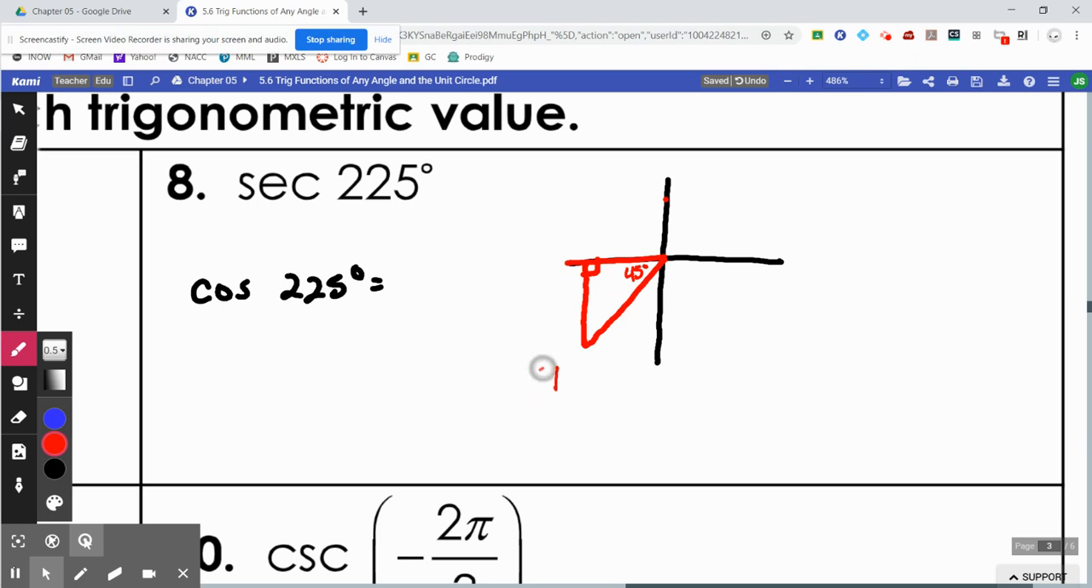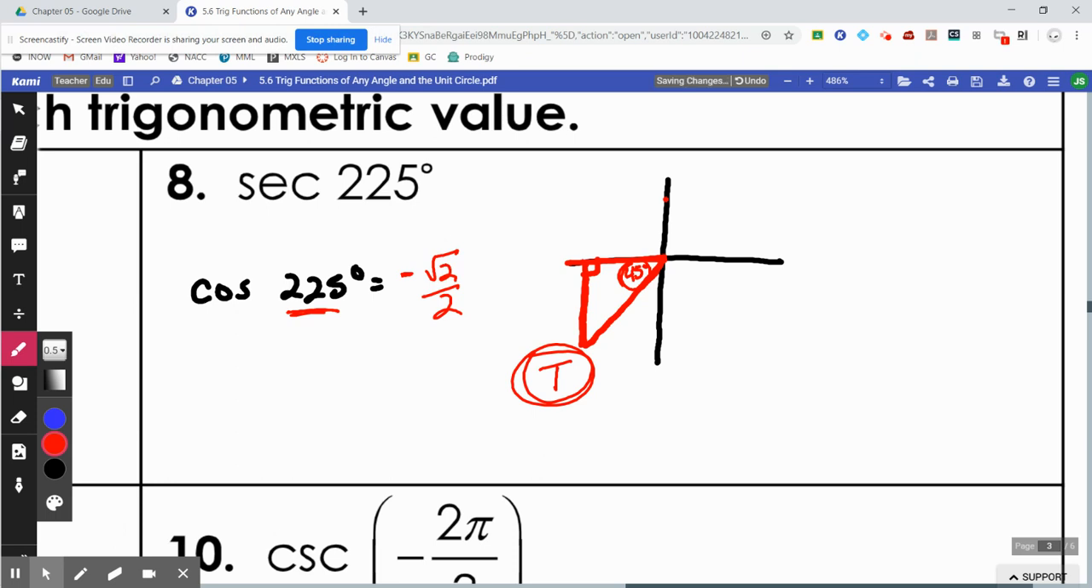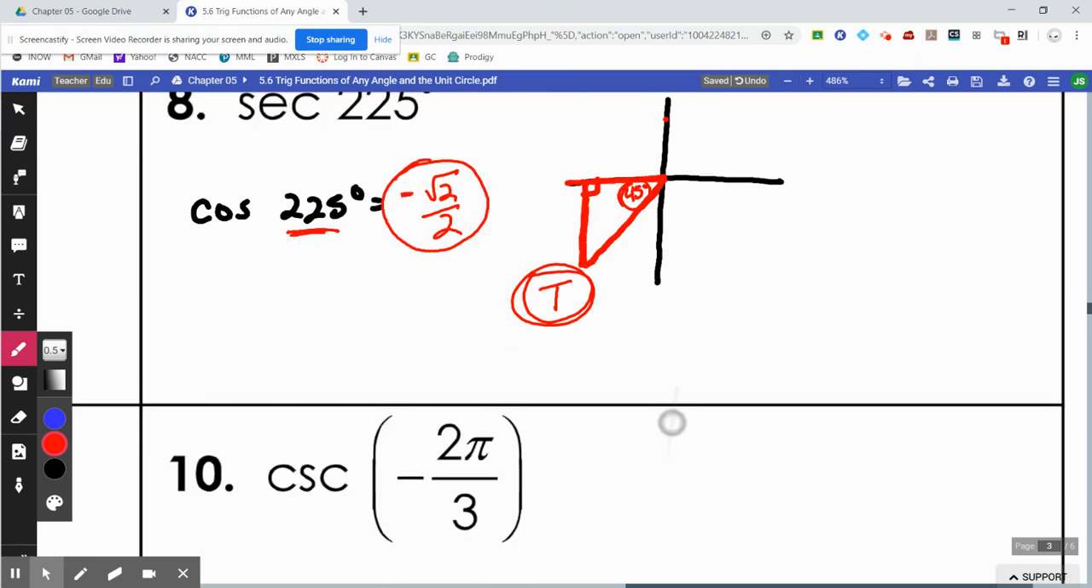All Students Take Calculus. The only thing positive here is tangent of the original three, so therefore cosine will be negative. Also, we can use this triangle right here to find out what the cosine is equal to. The cosine of this 45-degree angle is the same thing as the cosine of this 225. Cosine of 45 is root 2 over 2. So therefore the cosine of 225 will be a negative root 2 over 2 because it's the same triangle.